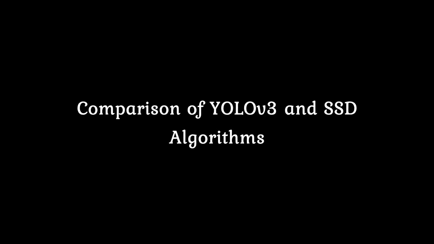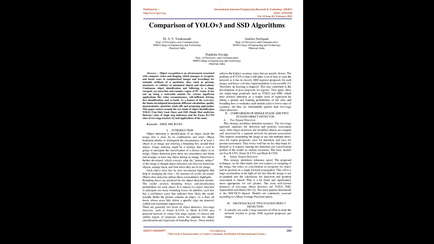Comparison of YOLOv3 and SSD algorithms. Abstract: Object recognition is an advancement associated with computer vision and imaging, which manages to recognize and locate instances in digitized images and recordings for semantic objects of a particular class, such as persons, structures, or vehicles. Continuous object identification and tracking is a huge, energetic yet uncertain and complex region of computer vision.